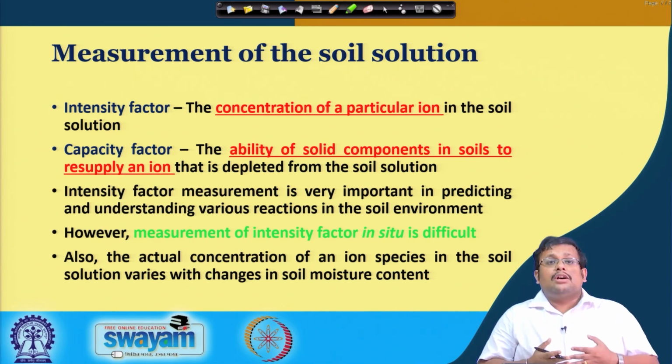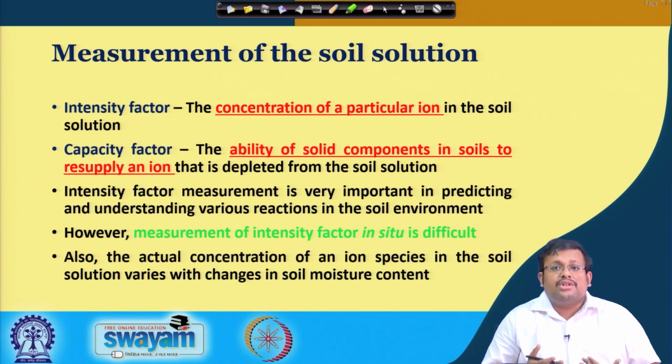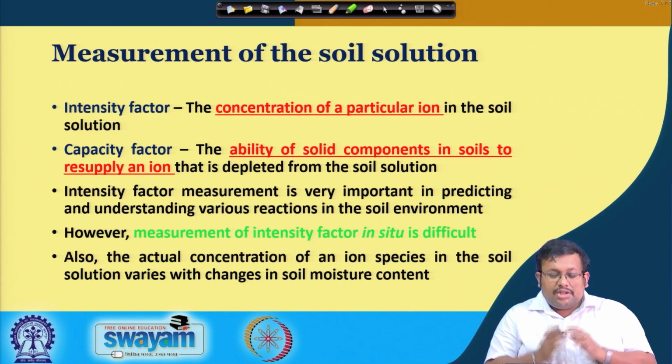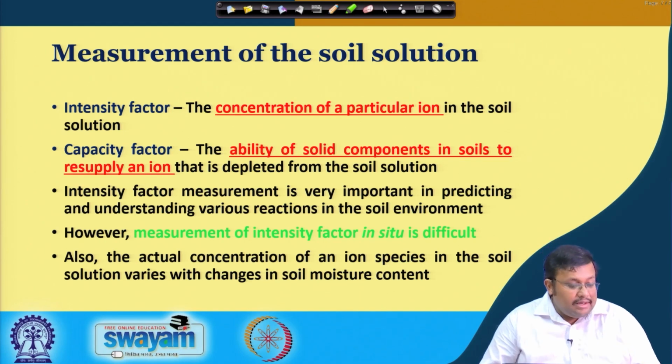So, the actual concentration of an ion species in the soil solution varies with changes in soil moisture content. So, these are some of the factors which basically say that intensity factor calculation is a little bit problematic.